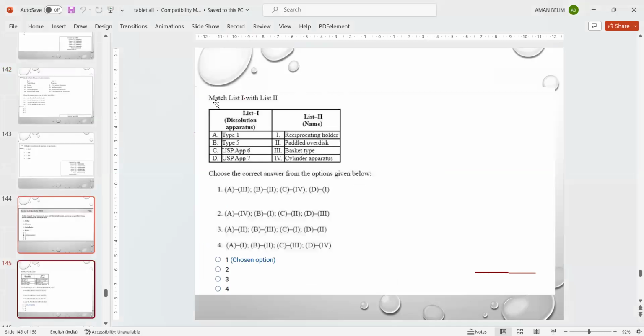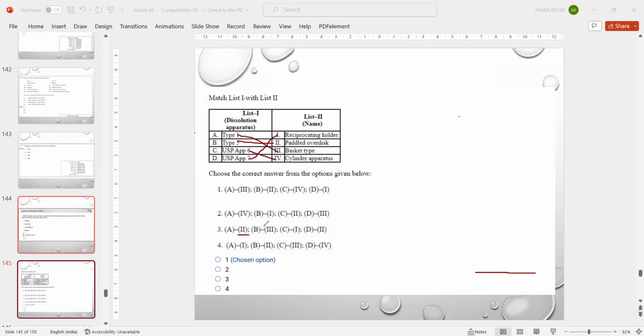Now this is the question from the GPAT 2023. That's why I have asked you about the dissolution apparatus type. What will be the answer of this question? First, okay. Type 1 is whether it will be basket or a paddle. It will be basket, right? Type 5 is paddle over a disc, right? 6 is a cylinder apparatus, and 7 is a reciprocating holder, right? So A will be 2.